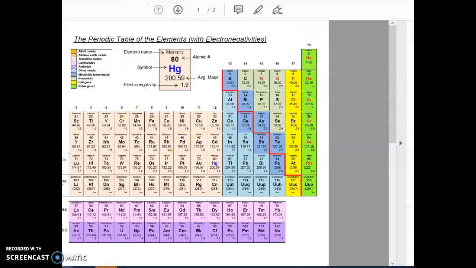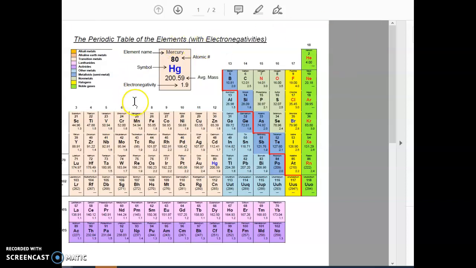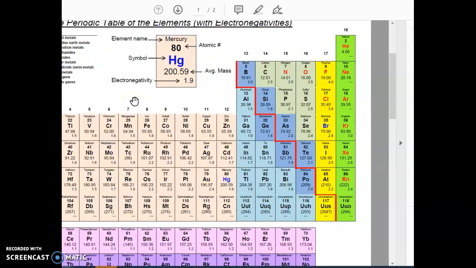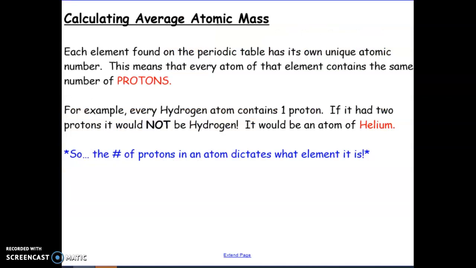So, for example, okay, let's take a look at some elements. Iron has 26 protons, cobalt, 27 protons, right? Manganese, 25 protons. So the number of protons is a unique value for each element. So every atom of that element has exactly the same number of protons.